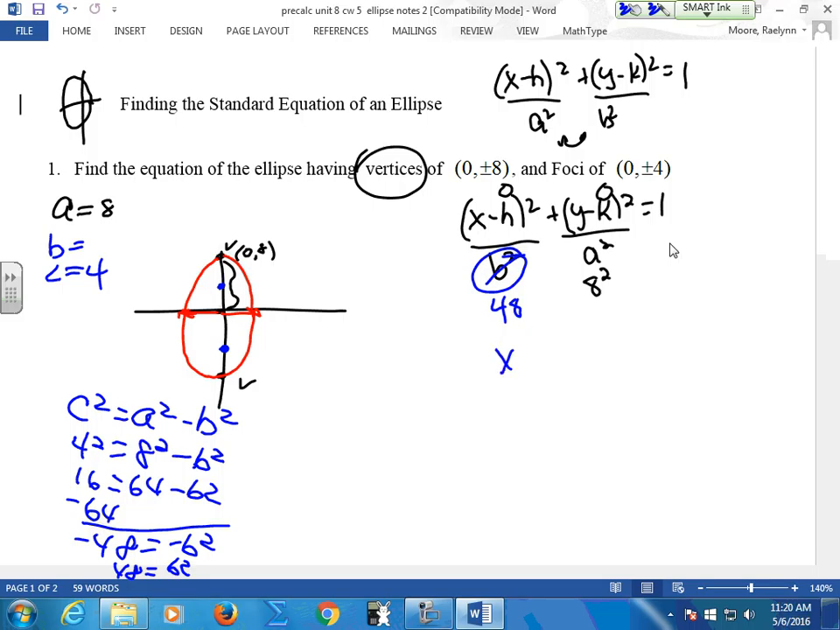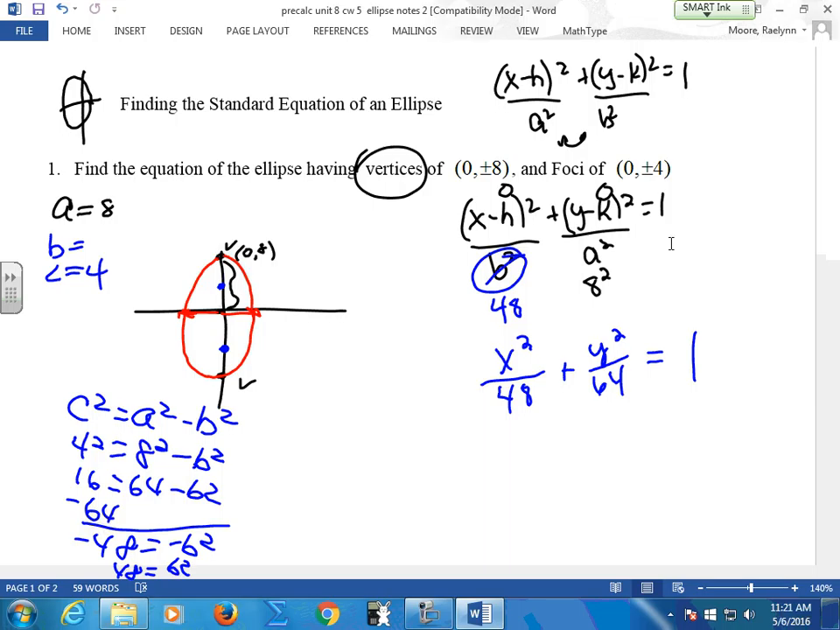So now I rewrite x squared over 48 plus y squared over 64 equals 1. Wait, I have a question. Before you found A, how come A squared is on that side of the y? Because my vertices were on my y-axis. Okay, I got it. So under y has to be where my a squared falls. If they gave me my co-vertices on my y-axis, then the a would fall under the x, because my vertices would be on the x. Wherever your vertices are, that letter underneath it is the a squared.